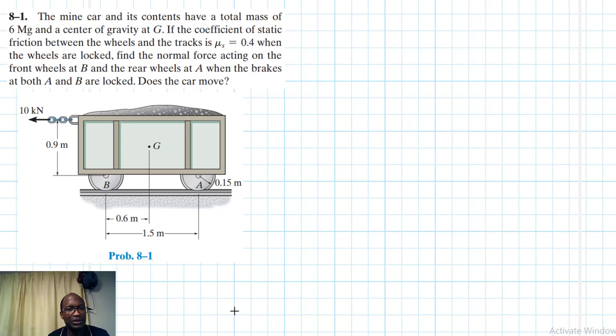The problem reads: the mine car and its contents have a total mass of 6 megagrams and a center of gravity G. If the coefficient of static friction between the wheels and the tracks is mu s equal to 0.4 when the wheels are locked, find the normal force acting on the front wheels at B and the rear wheels at A when the brakes at both A and B are locked. Does the car move?